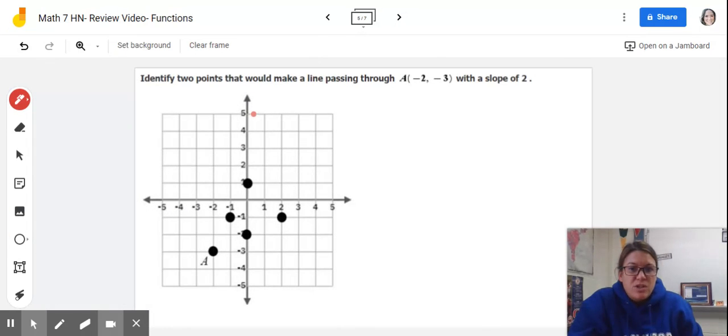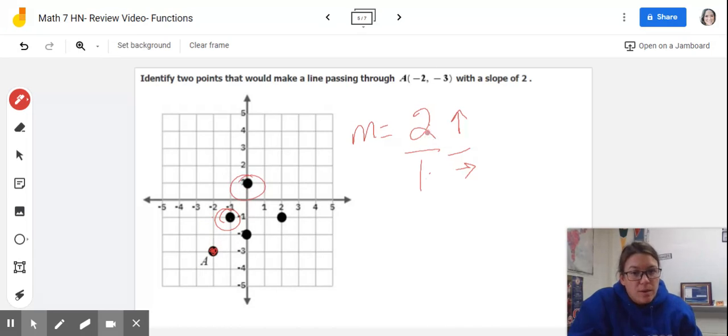All right, next question. Identify 2 points that would make a line passing through that point and has a slope of 2. So here's A, and it's at -2, -3 on our graph, and it has a slope of 2, which if it's just 2, that means that it's 2 over 1. Like that's our change. So the 2 is our change going up, and the 1 is our change going to the right. So I'm going to go up 2, right 1, up 2, right 1 to get to the next point on the line.